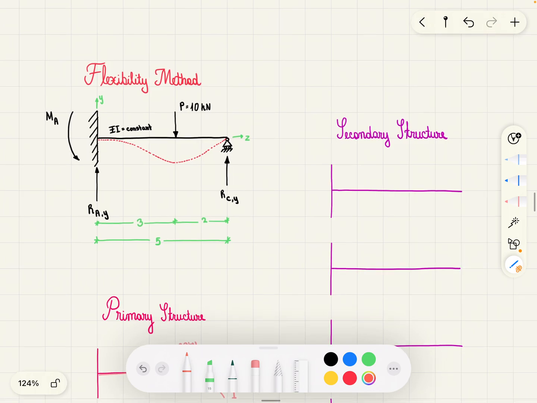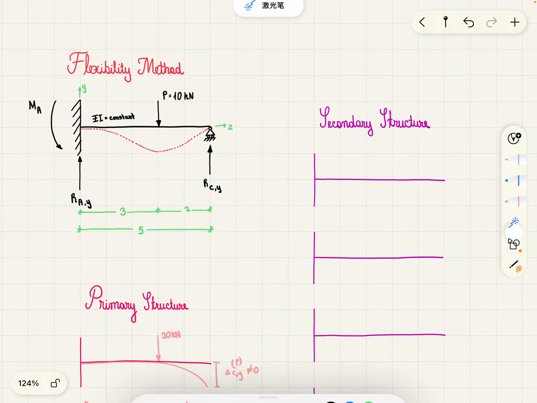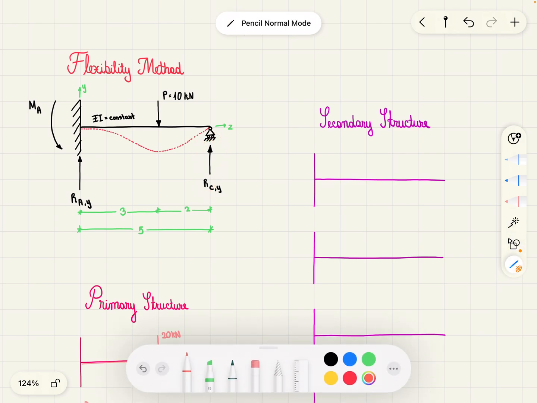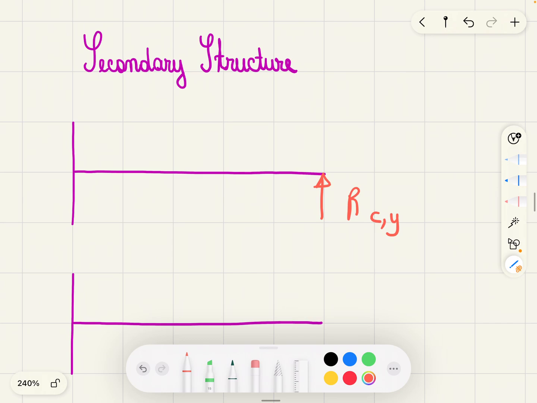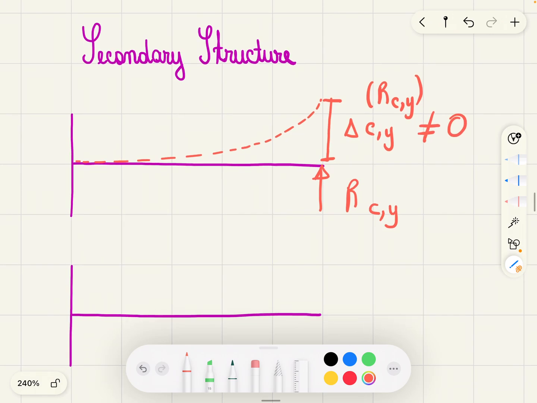Here. So the secondary structure is due to this force. So we draw it acting here, the reaction force Cy. And the deflected shape is going to look something like this. Here we have the deflection at C in the y direction due to the reaction force, which we know cannot be equal to 0 because we're trying to find out what its value is.